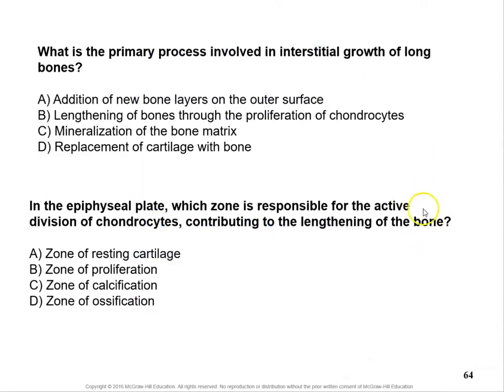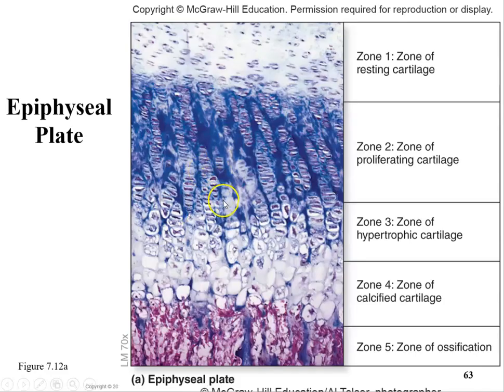Okay, what is the primary process involved in interstitial growth of long bones? Well, the primary process involved is going to be lengthening of bones through the proliferation of chondrocytes, or B. In the epiphyseal plate, which zone is responsible for the active division of chondrocytes, contributing to the lengthening of the bone? Active division of chondrocytes, that's going to be B, the zone of proliferation. And if I can show you right here, the zone of proliferation, this is what makes the bone grow.